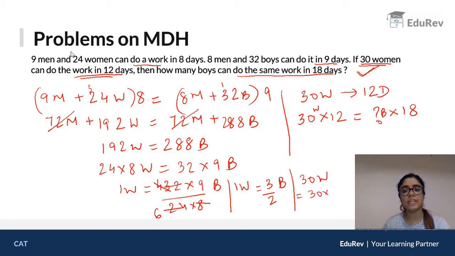So this will be 30 into 3 by 2. 2 ones are 2, 15s are 45. So that is nothing but 45 boys. The work done by 30 women is the same as the work done by 45 boys.